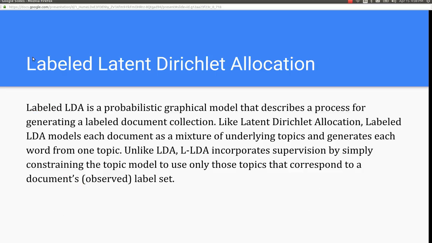First of all, I'll explain what labeled LDA is. Labeled LDA is basically a probabilistic graphical model that describes the process for generating a labeled document collection. It is a better version of LDA, basically a supervised version of LDA, in which we assign labels to each of the documents. Like in this case, for the abstract of the research paper, we beforehand told the LDA what the topics are which make up this document. So instead of assuming that all the documents are made of a given number of topics, let's say 20, we already told LDA what topics this document is made of, and this gave us better results as compared to LDA.